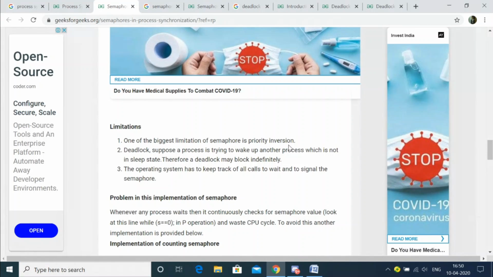No, in counting semaphore, the value is not 1. In binary semaphore, the value is 1. In counting semaphore, the value of the semaphore will be dependent upon how many processes there will be. For example, if we have 4 processes, and let's say one of the processes executed.